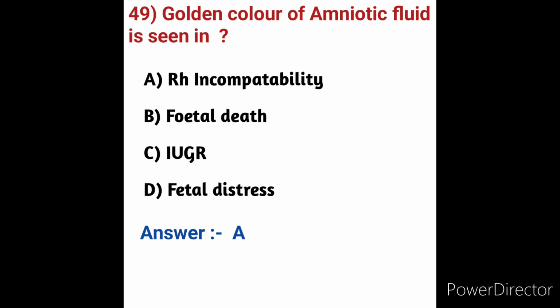Golden color amniotic fluid indicates the presence of bile associated with hemolytic disease. If the fluid looks green or brown, it means the baby has passed a bowel movement, meconium, while in the womb. Here golden color amniotic fluid is seen in RH incompatibility cases of pregnancy.